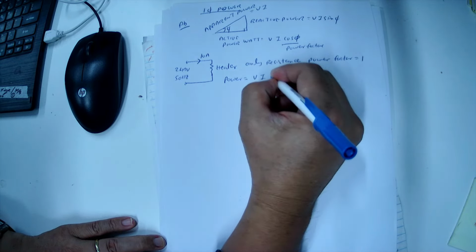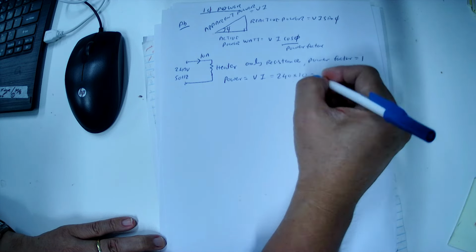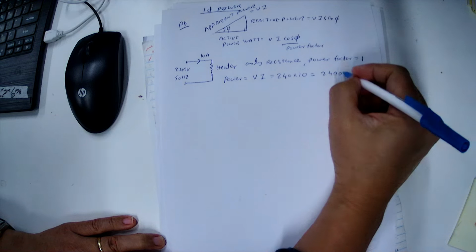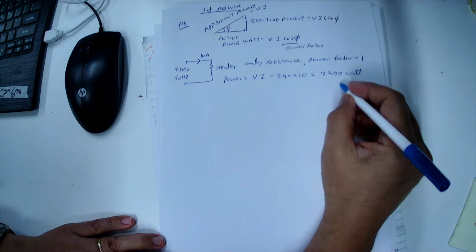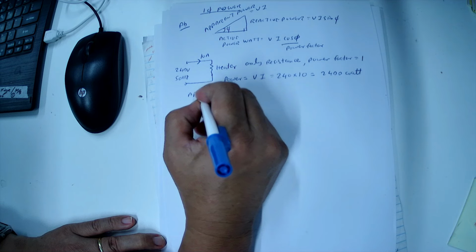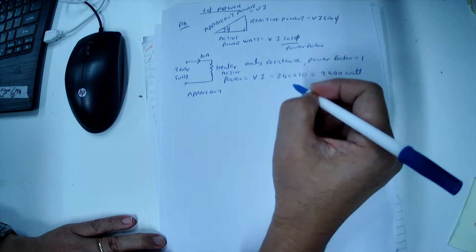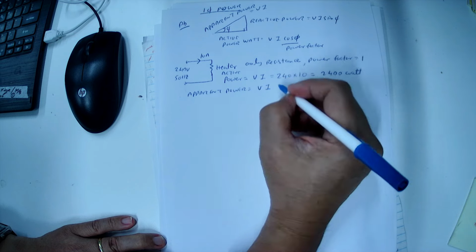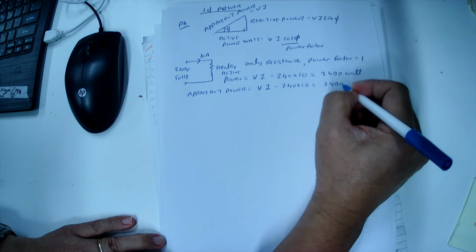Power is V into I. The voltage is 240 volt, current is 10 ampere, so we get 2400 watt, or 2.4 kilowatt. This is the active power. And also the apparent power: apparent power is also voltage multiplied by current. So 240 multiplied by 10, you get 2400 volt amp.